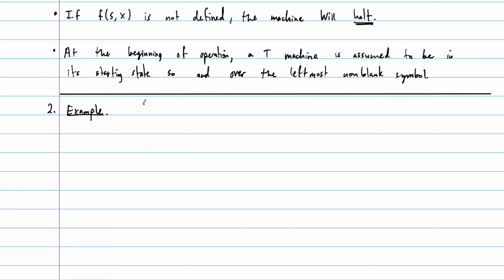So let's consider the Turing machine defined as follows. Now, what we have to do is list all of the ordered 5-tuples. In the book, they tend to just list the tuples, but I like to make a table, okay? So I'm going to make a table which is represented like this.